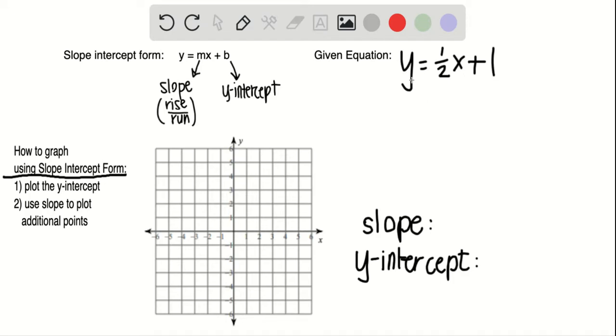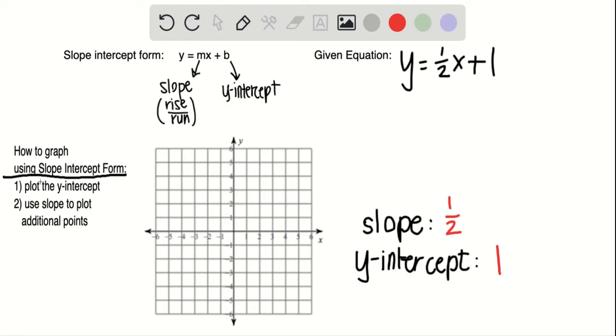In the given equation, y is equal to 1/2 x plus 1. Our slope is 1/2 because it's the coefficient with the variable x, as written in our slope-intercept form over here to the left, and our y-intercept is a positive 1. Now that we have the slope and the y-intercept, let's go ahead and graph it.